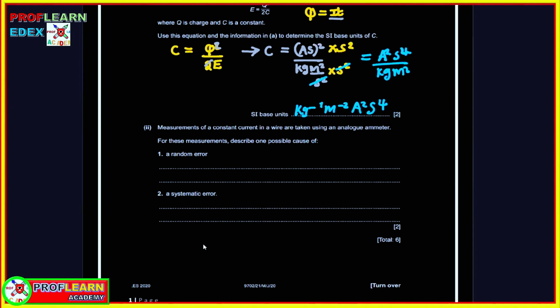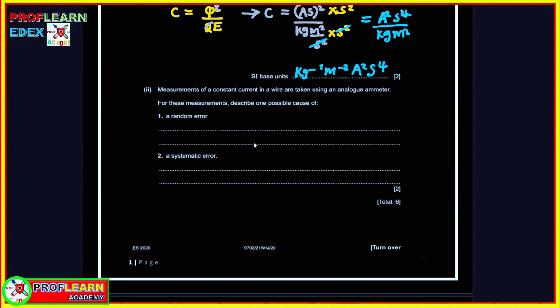We need to move now and answer the question, because we are told that measurements of a constant current in a wire are taken using an analog ammeter. Remember, analog ammeters have a scale where you read the currents. For the measurement, describe the possible cause of random error.